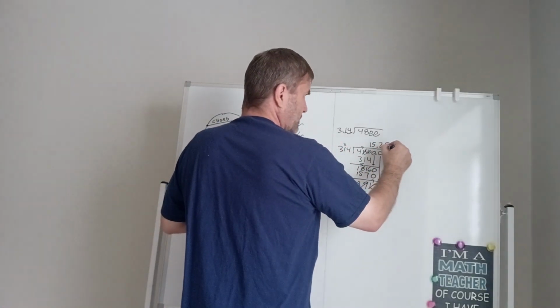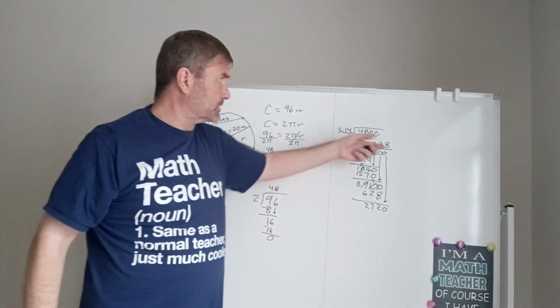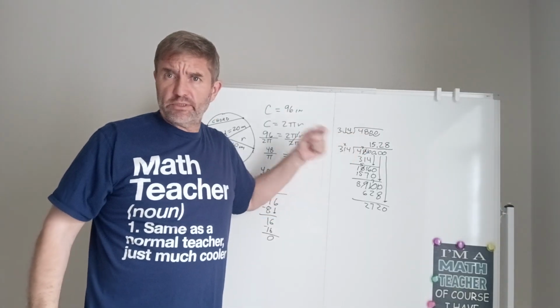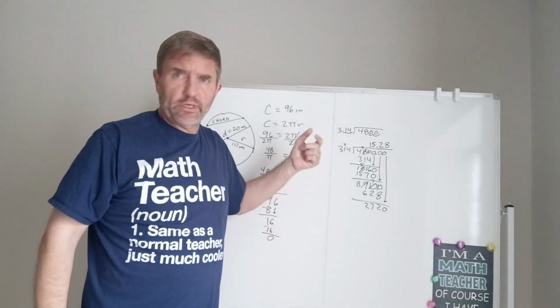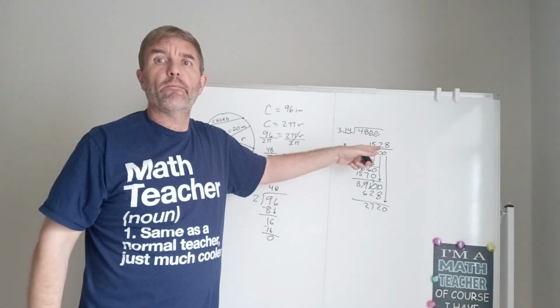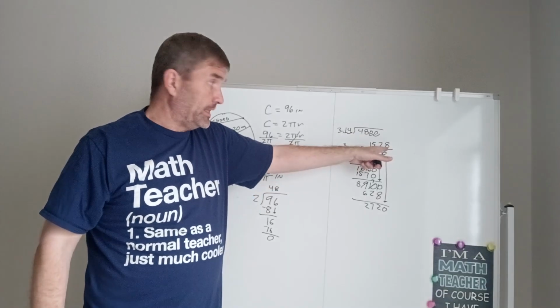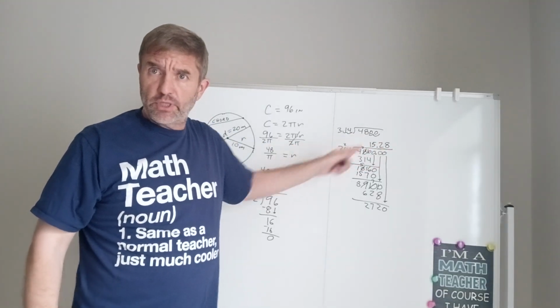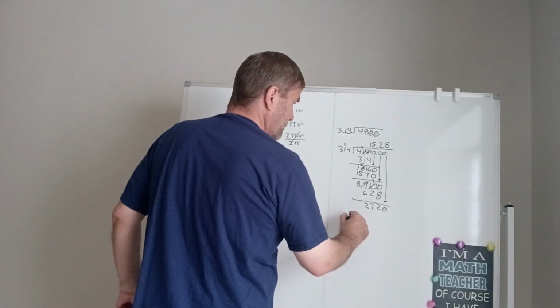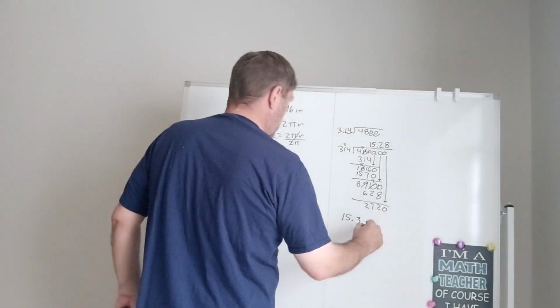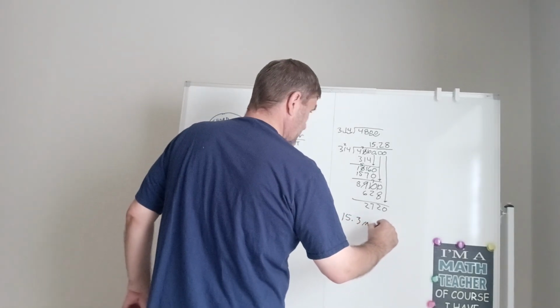Now at this point, since I know this is 8, the question is am I rounding to 2 or 3 decimal places? Most teachers at this point will say 1 decimal place. So you can stop here. The 8 will tell you that you're rounding up. So your answer is going to be 15.3 inches is equal to my radius.